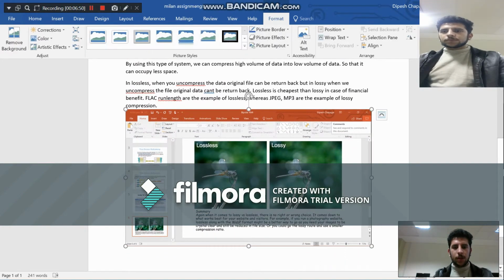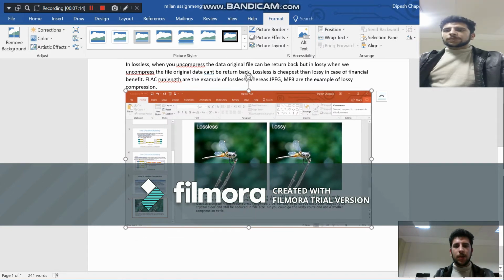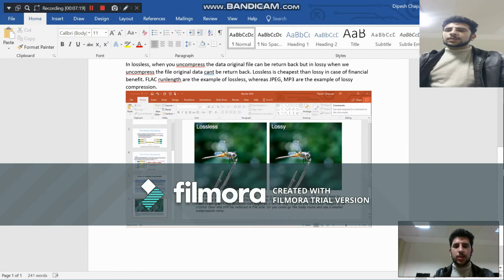If we compare these two pictures, we can clearly see that lossless is quite better than lossy. This is the file which is uncompressed after lossless, which looks better than lossy. So if we compare all overall, we can say that lossless is more beneficial than lossy. Thank you.